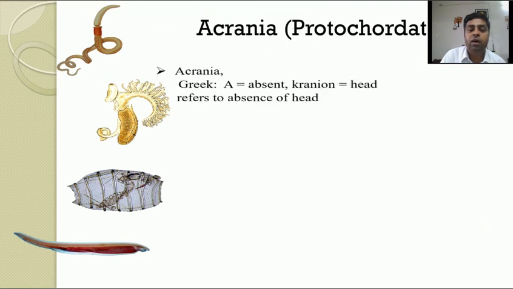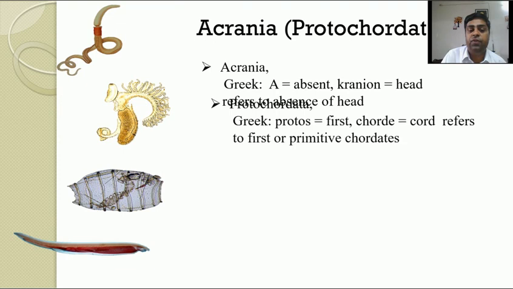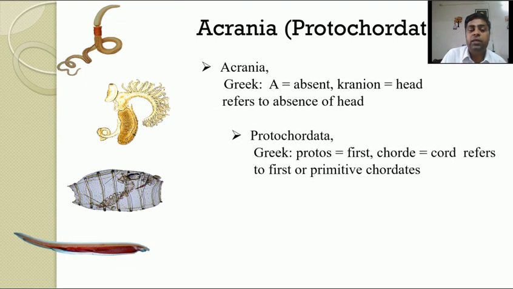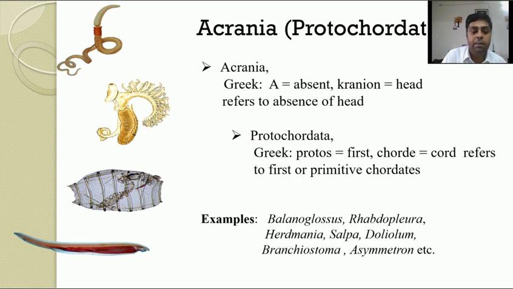First of all, the acrania. Acrania, this word comes from Greek origin. A means absence, cranium means head, referring to the absence of head. And protochordata, this word also comes from Greek origin. Protos means first, and chorda means the cord, which refers to the primitive chordate organism. And if you see the examples, the examples are Balanoglossus, Rhabdopleura, Herdmania, Salpa, Doliolum, Branchiostoma, or Asymmetron. So all these are examples of animals belonging to this Acrania.